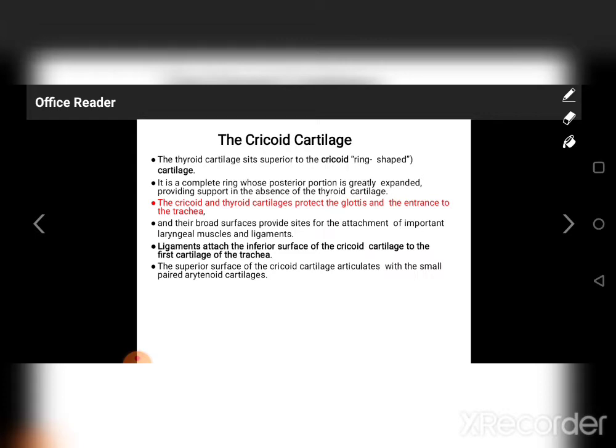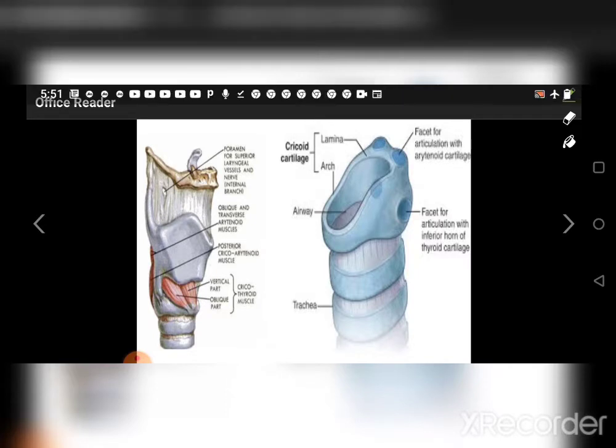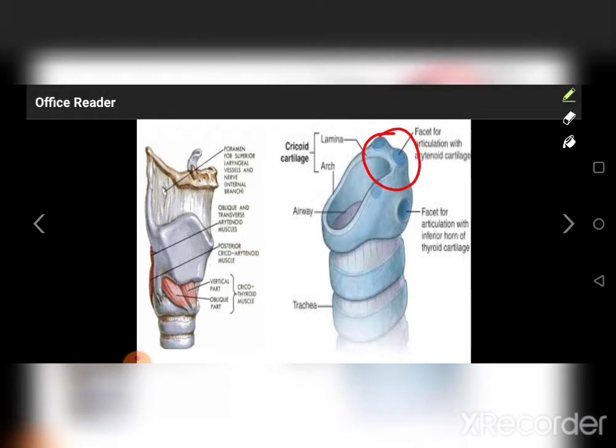The superior surface of the cricoid cartilage articulates with the arytenoid cartilages also. So here we can see the superior surface of the cricoid cartilage presents the facets. These facets are for the attachment or articulation with the arytenoid cartilages. And on the lateral side, there is a facet for articulation with the thyroid cartilage.